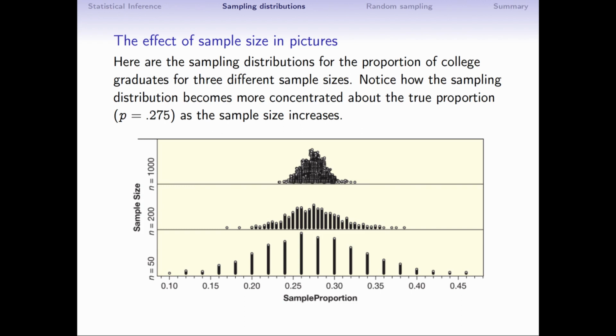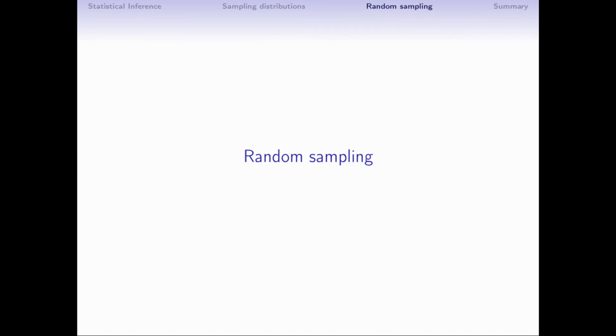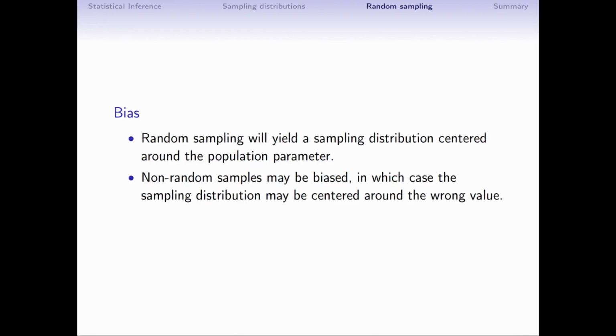Okay, so that concludes that important but rather lengthy section on sampling distributions. In our next section, we want to take up the topic of random sampling. Now remember, the reason to do random sampling is to overcome bias. Random sampling will yield a sampling distribution centered around the population parameter. Non-random samples may be biased, in which case the sampling distribution may be centered around the wrong value. And I think this is best exhibited by studying a specific example.